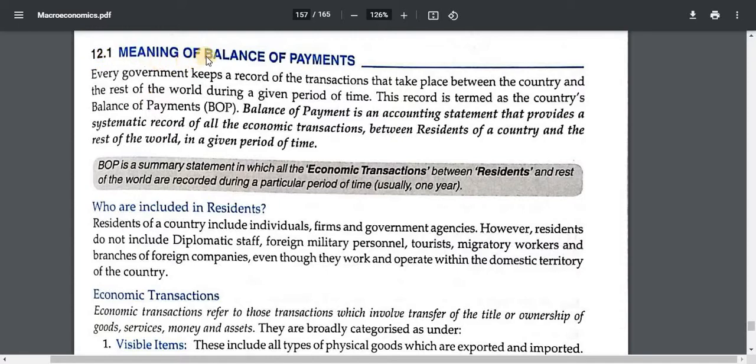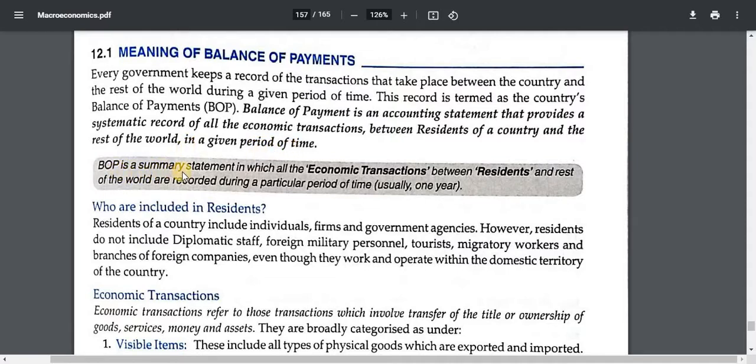12.1 Meaning of balance of payments. Every government keeps a record of the transactions that take place between the country and the rest of the world during a given period of time. This record is termed as the country's balance of payments (BOP). Balance of payments is an accounting statement that provides a systematic record of all economic transactions between the residents of the country and the rest of the world in a given period of time.